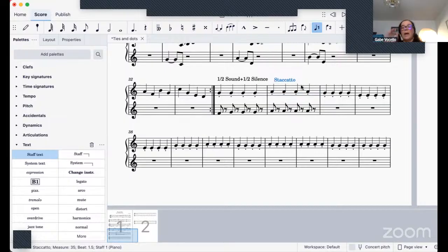So ta ta ta ta, ta ta ta. So sound rest, sound rest, sound rest. I just sing on the half part of the quarter note sound. Okay, let's listen to the staccato.